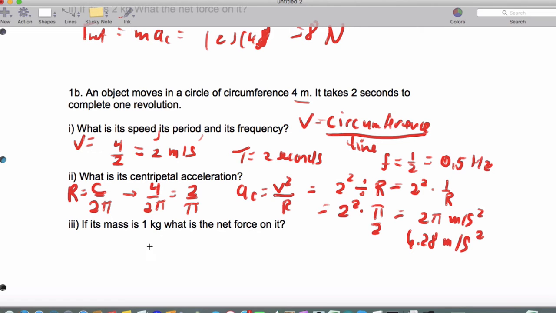Now, if there's a 1 kilogram mass, what's the net force? F is ma, which is 1 times 6.28. And that ends up being 6.28 newtons worth of force.